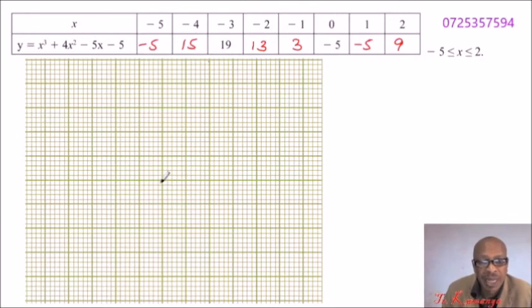So if we come to our graph here, we can say the starting point is 0. Then we can say this is 1, this is 2, this is 3, and this is the x-axis. Always remember to label your axis.